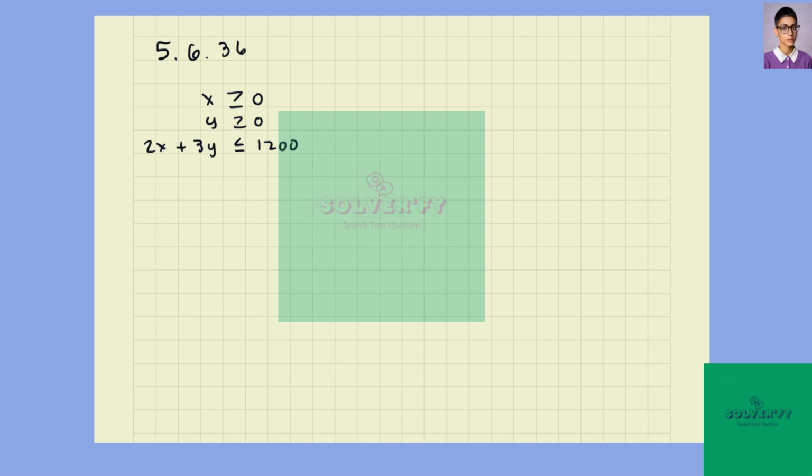And in terms of painting, we have 1.2x plus 1.5y can be at most 660 hours.